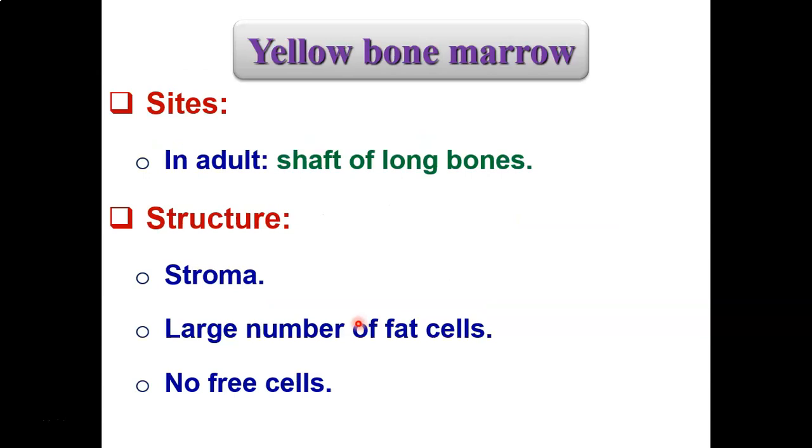The yellow bone marrow, on the reverse, is present in adults, present in the shaft of long bone. Now you know the shaft of long bones contains yellow bone marrow in adults, while the flat bones contain red bone marrow. Don't forget this.